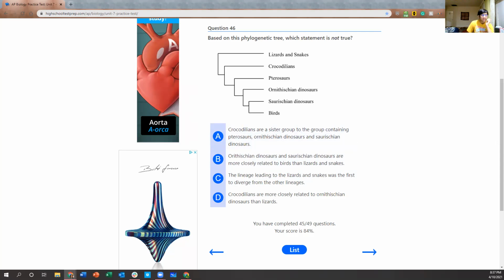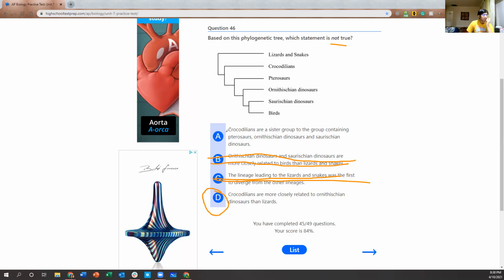Okay, since it is true and it's asking which is not true, I'm going to eliminate this. The lineage leading to the lizards and snakes was the first to diverge from the other lineages. That would make sense because it's the first to diverge from the other ones. Crocodilians are more closely related to ornithischian dinosaurs than to lizards. That probably doesn't make sense. This is probably the one that's not true.